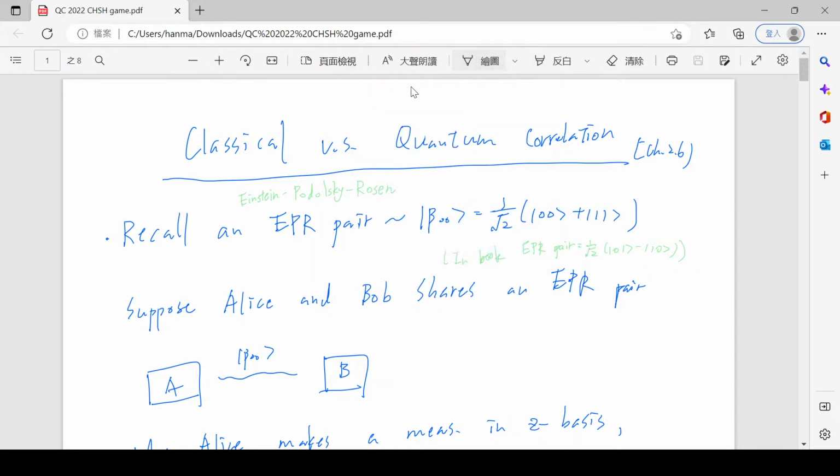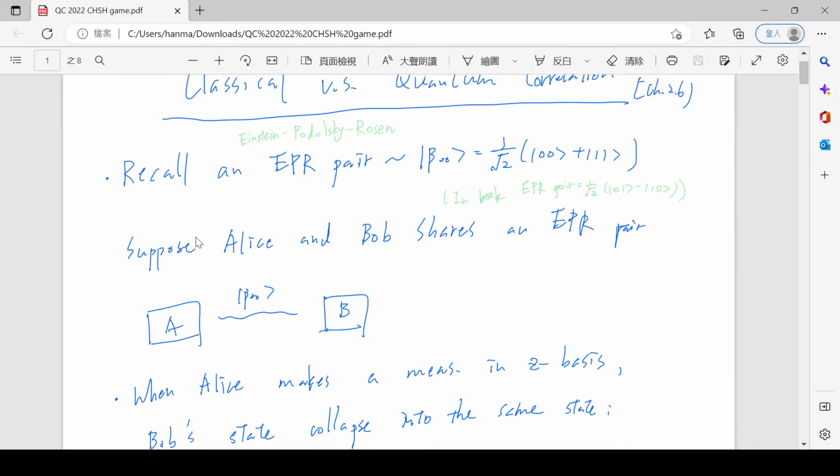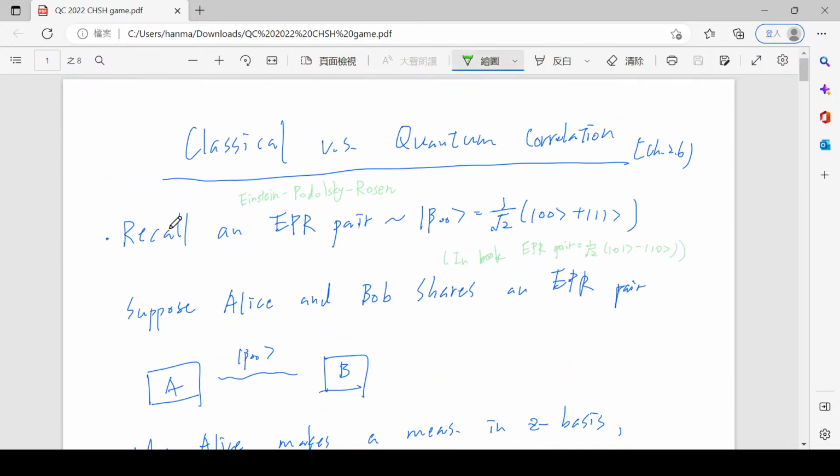So what's the deal here? We want to talk about entanglement. Recall that we have learned a lot about entangled states, like the EPR pair, beta 00, equal to 1 over square root 2 times (00 plus 11). We use this a lot, in teleportation and in superdense coding, and it's one of the 4 Bell states.